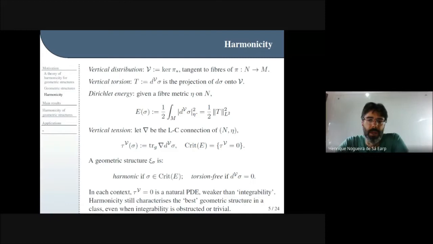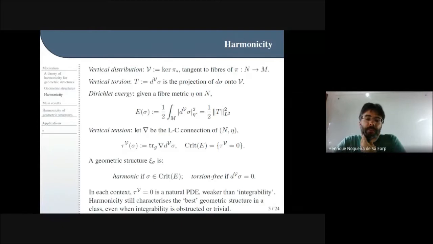So the Dirichlet energy is going to just be defined as the integral of the L2 norm squared of that torsion. Now, if the total space has a natural metric, a suitable metric eta, then we can use its Levi-Civita connection to further differentiate and take the divergence of this torsion, and this defines the tension, the vertical tension field.